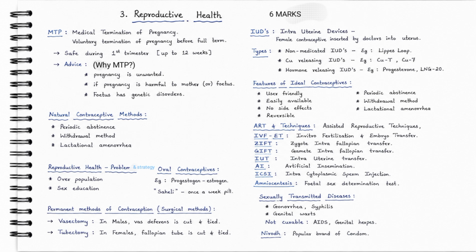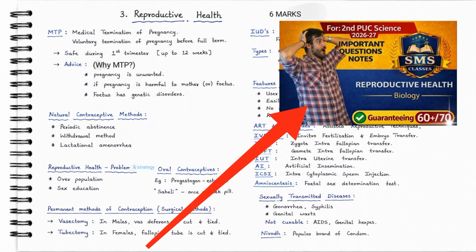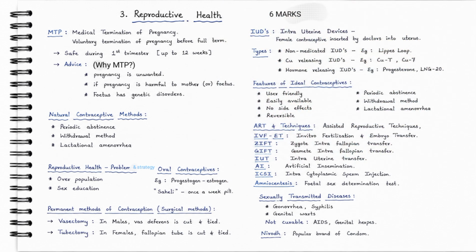In the MCQs section they may ask you the full form of ART, IVF, ET, ZIFT, GIFT, IUT, AI, ICSI. Remember this also for your MCQs section. Also, I have not written one more important thing here. If possible, please also remember the process of IVF ET. I have not written it in these notes, but I have covered it in this video. If you want, you can go there and study that also.